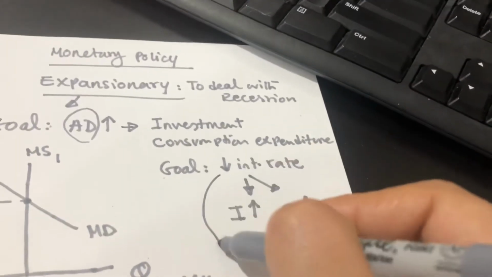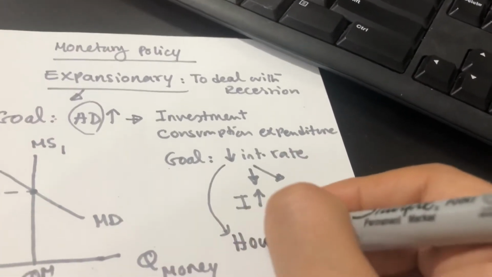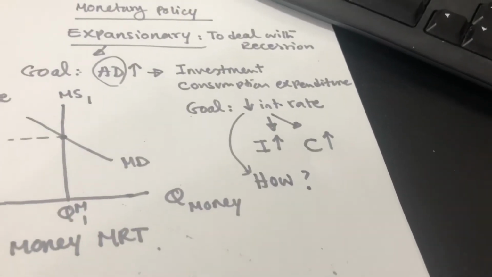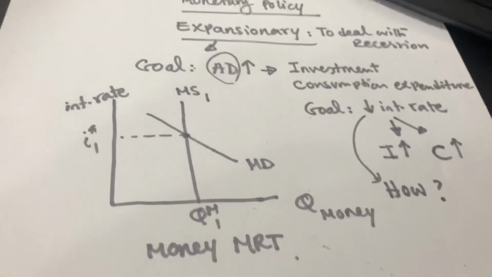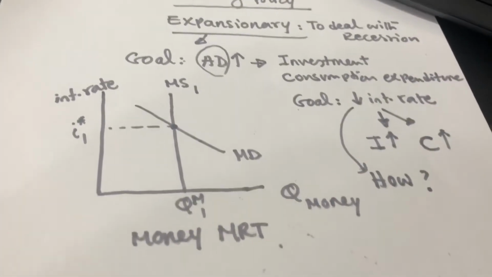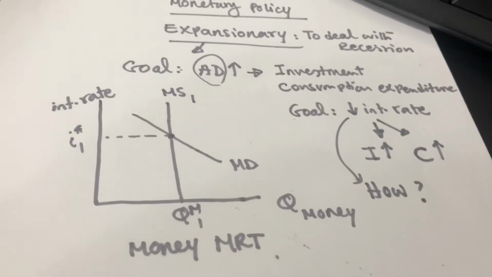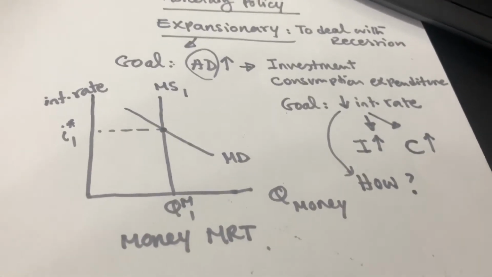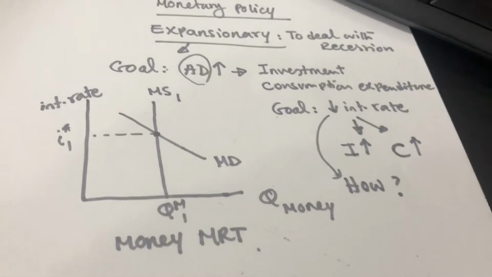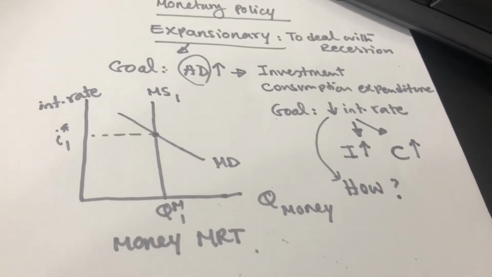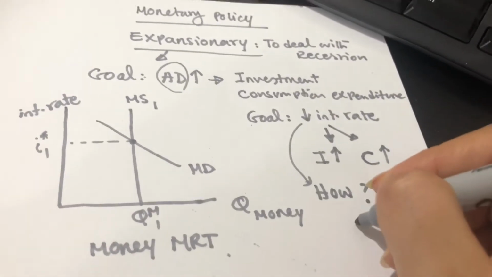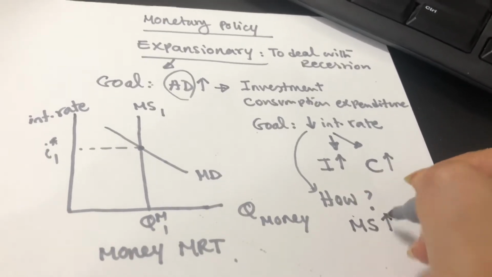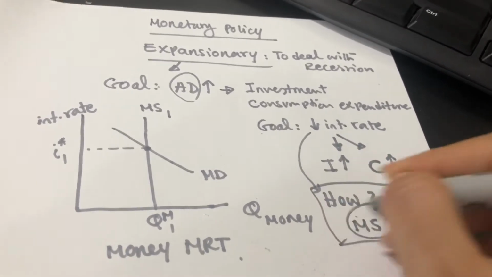But the question is how the Federal Reserve can change the interest rate. And the answer goes back to the money market. We remember from the money market discussion we had that there is an inverse relationship between the supply of money and the interest rate. So if the Federal Reserve wants to reduce the interest rate, the Federal Reserve should increase the supply of money. That's the key.